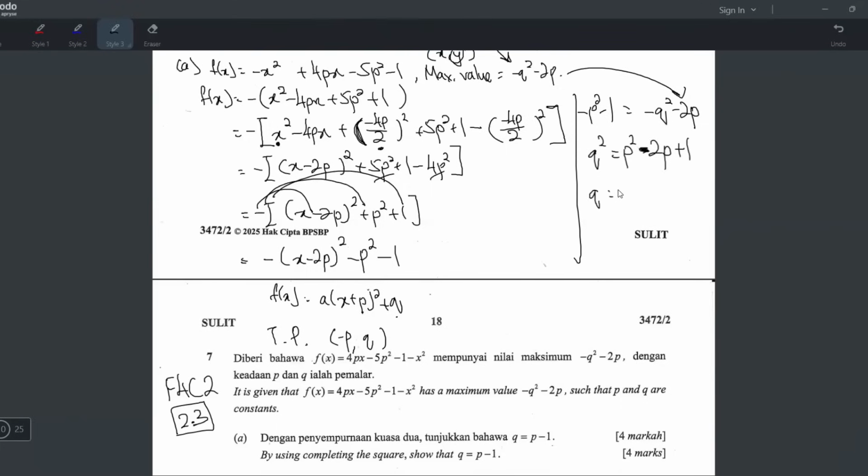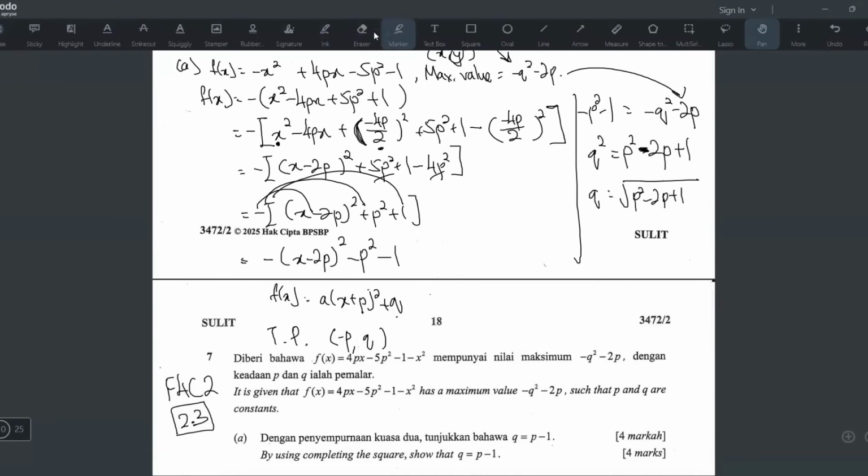Okay, now I don't want to find Q square, I want Q, so I have to pindah square jadi square root, right? So it becomes square root of P square minus 2P plus 1. But how are you supposed to square root this? Okay, P square minus 2P plus 1. Actually, you can write it as P minus 1 square, right?